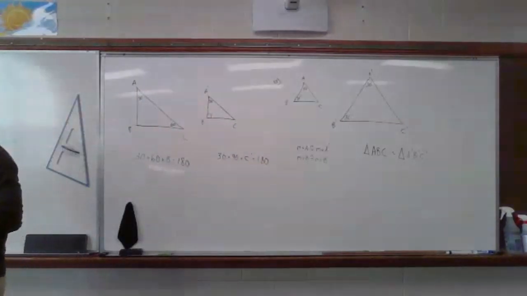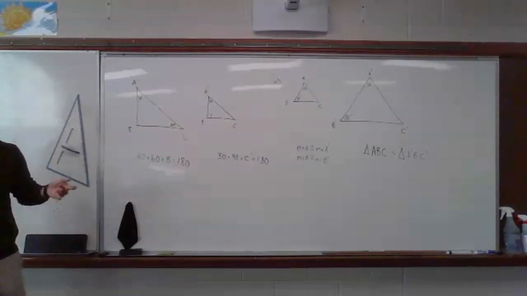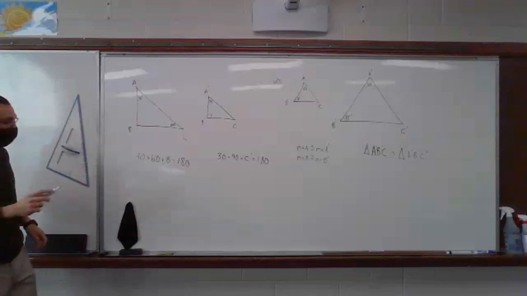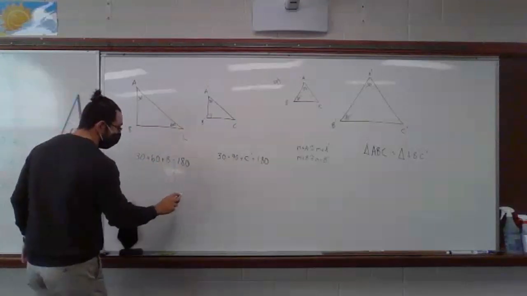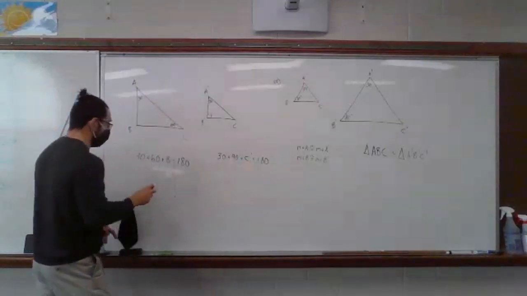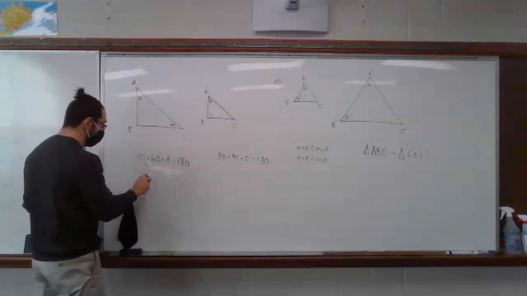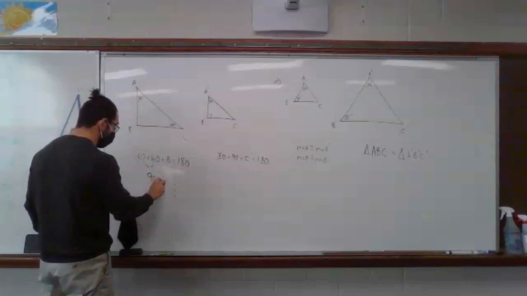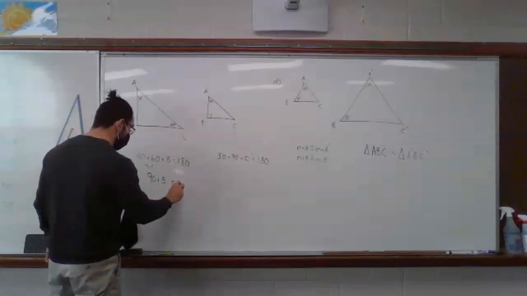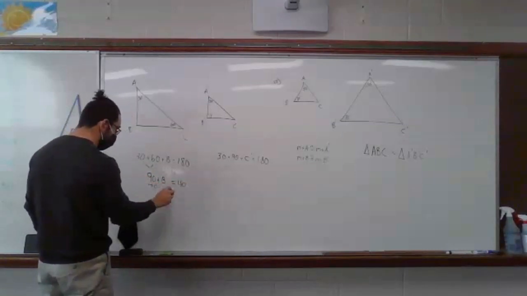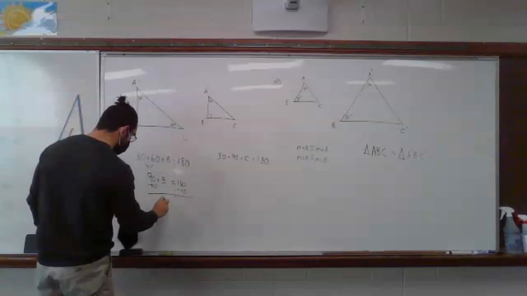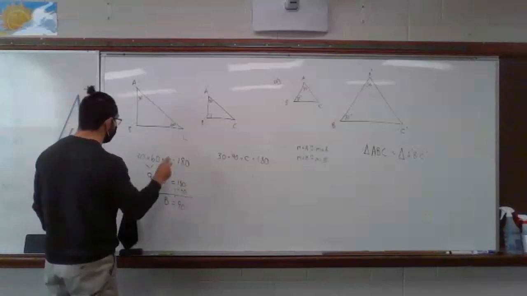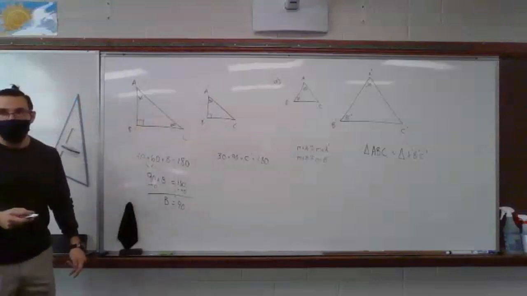So take a minute. Let's solve these. Okay, these are equations. This is just like our warm-up. I find my balance point. I combine like terms on the same side. That leaves me with 90 plus B equals 180. I subtract 90 from both sides. B leaves me 90 degrees. So B is 90 degrees.